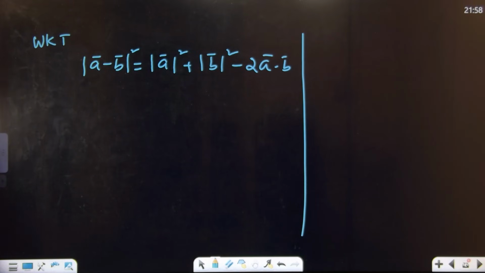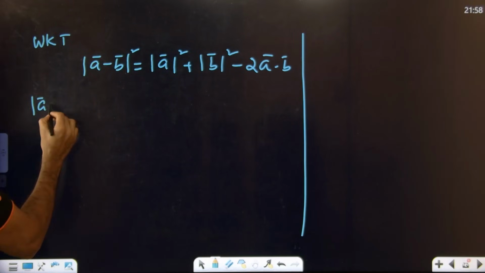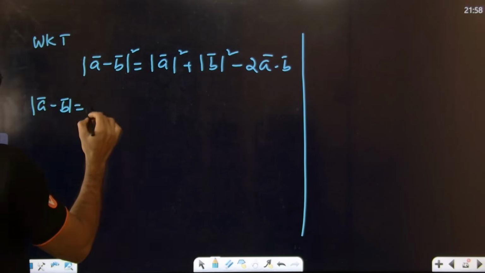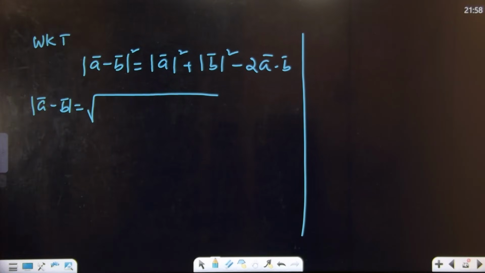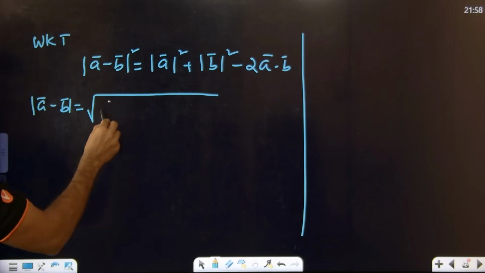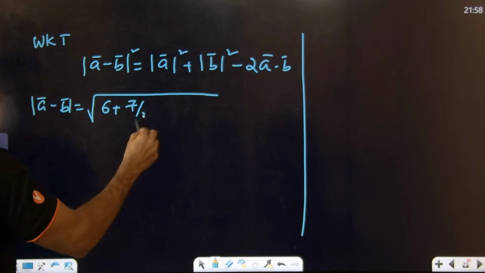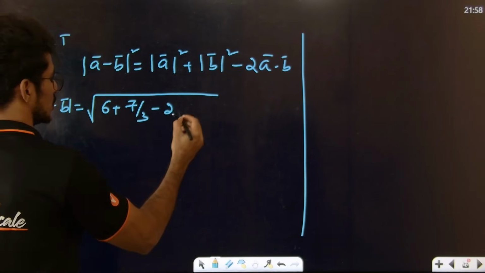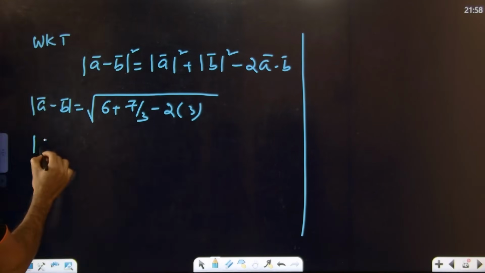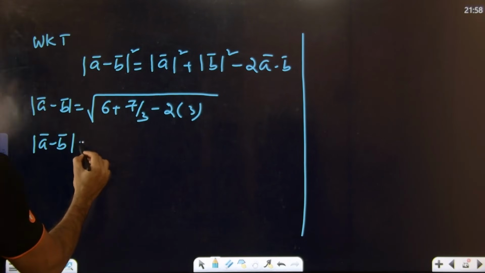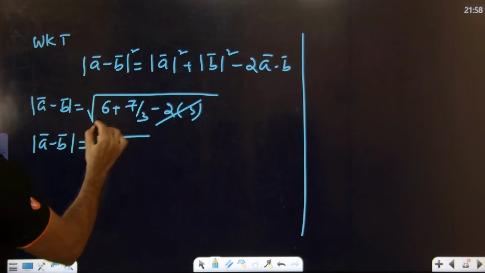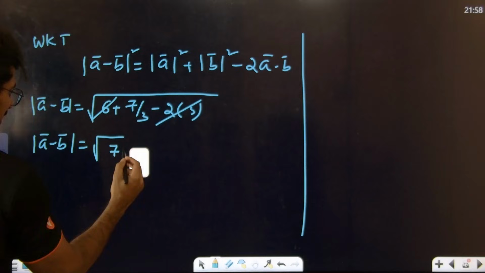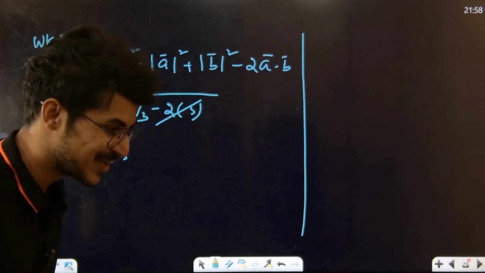Now if I define the magnitude of A minus B, that is equal to the square root of the magnitude of A square, which is 6, plus the magnitude of B square, which is 7 by 3, minus 2 times A dot B. So the magnitude of A minus B is equal to, so 6 will be cancelled, root 7 by 3. Wonderful? Yes or no? Yes sir.